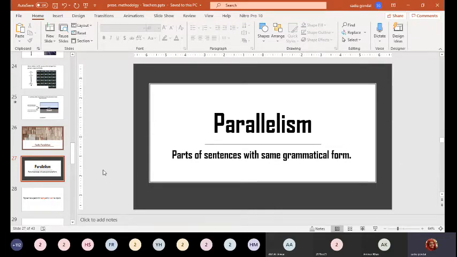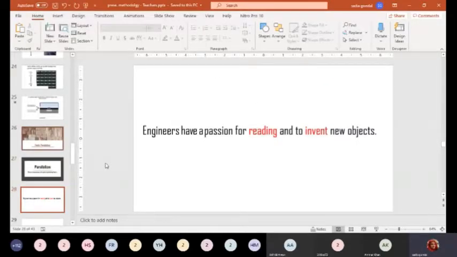Same grammatical form. For example, if you're using a chain of verbs, your sentence should have all verbs in it. If you're using a chain of nouns, all your bullet points should be either starting or ending in nouns or verbs, or whatever you have put down, right? I'll give you an example. Engineers has a passion for reading and to invent new objects. What's wrong with this sentence? This sentence has a faulty parallelism in it. Can you identify where the faulty parallelism is lying?